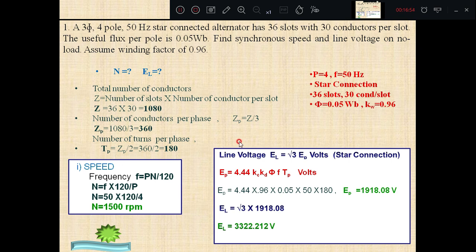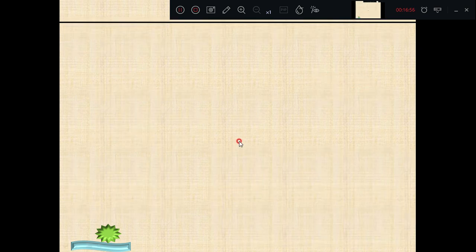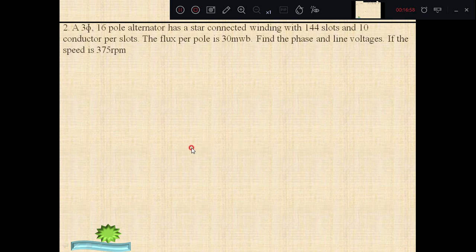The next numerical we'll consider here is a similar type of numerical. A 3-phase 16-pole alternator has star connected winding with 144 slots and 10 conductors per slot. The flux per pole is 30 milliweber. Find the phase and line voltages if the speed is 375. Once again, you can list out the data here. That is P is 16, N is 375, but the connection is not given here. Then you have to assume by default that it is a star connection.